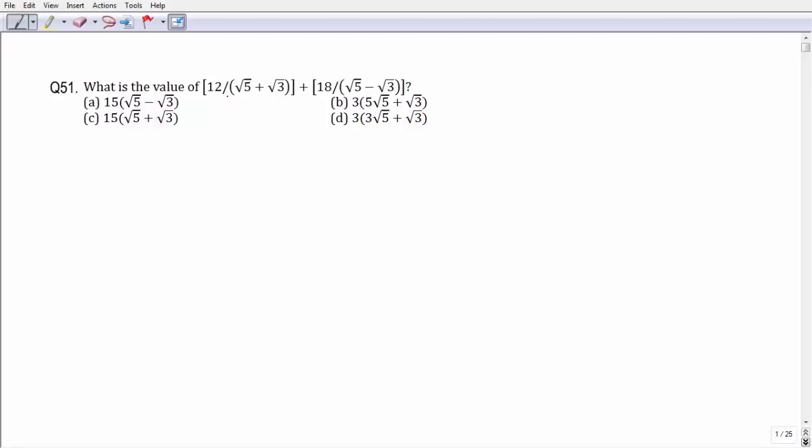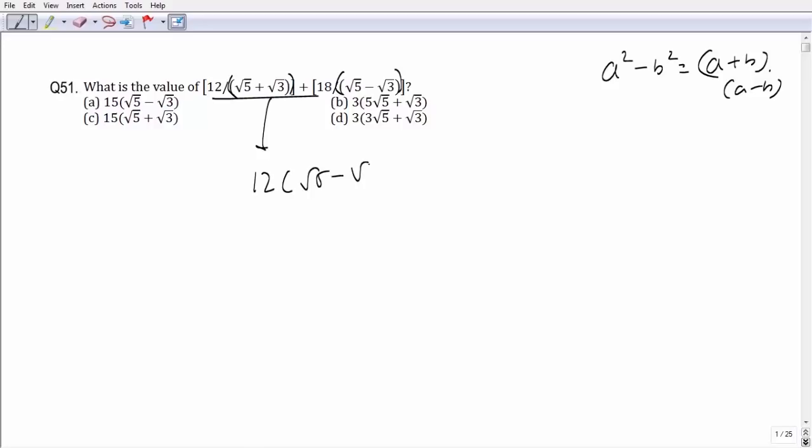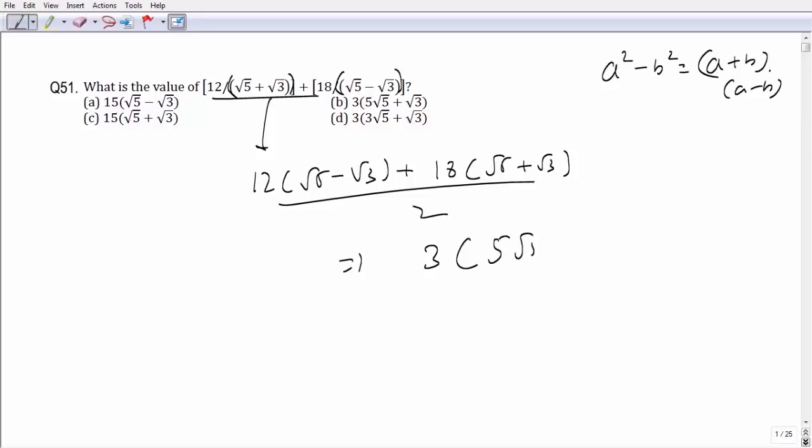Now talking about our first question, to simplify this equation, we can see that the denominator in these two parts of the equation can be summed as a part of a square minus b square, which can be written as a plus b into a minus b. So with that view, we can rewrite the whole equation as 12 into root 5 minus root 3 plus 18 into root 5 plus root 3 by 2. And from this, we'll get our answer as 3, 5 root 5 plus root 3, which leaves behind option number B as your answer.